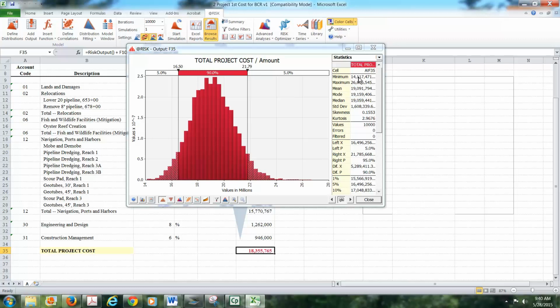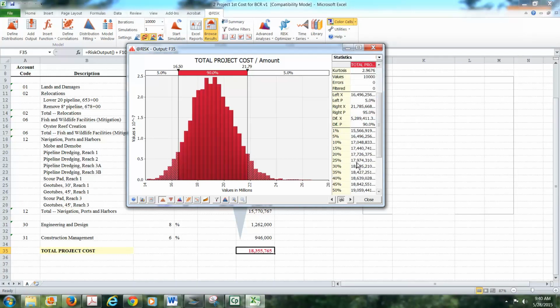So if we were going to display these values, we'd say it's no less than 14.1 million, no more than 26.6. The midpoint is 19.2 million. That means there's a 50% chance it's more than that, a 50% chance it's less than that. If we scroll on down to our first quartile, 17.9 million, there's a 75% chance it's going to be more than that. If I go to my 75th percentile, the third quartile, there's a 25% chance the project will cost more than 21.1 million. I would always present those five numbers.